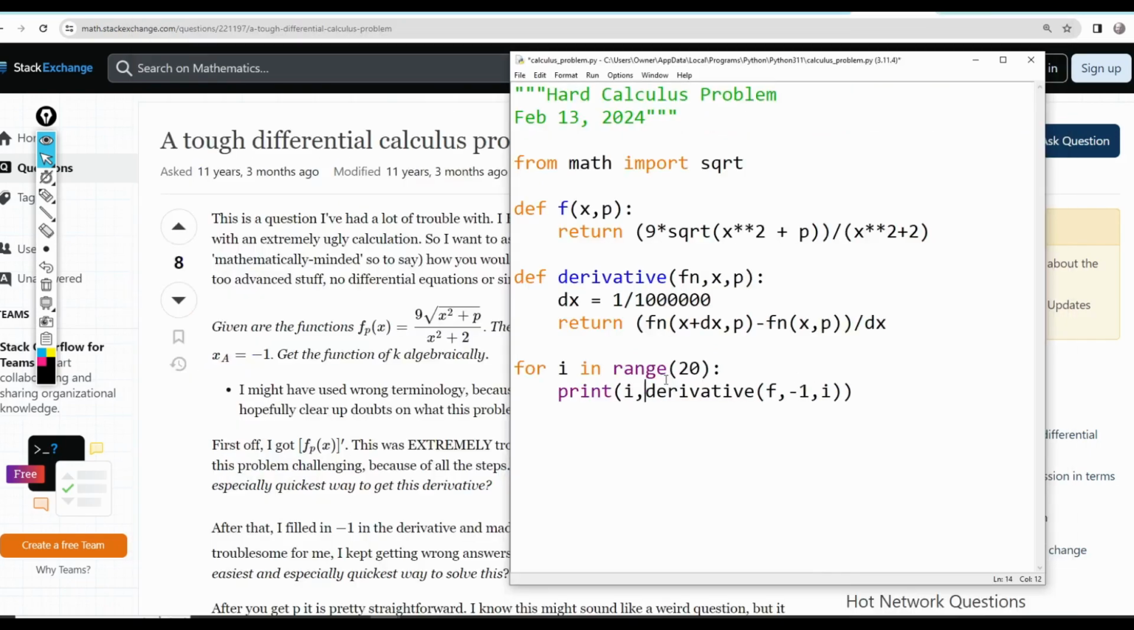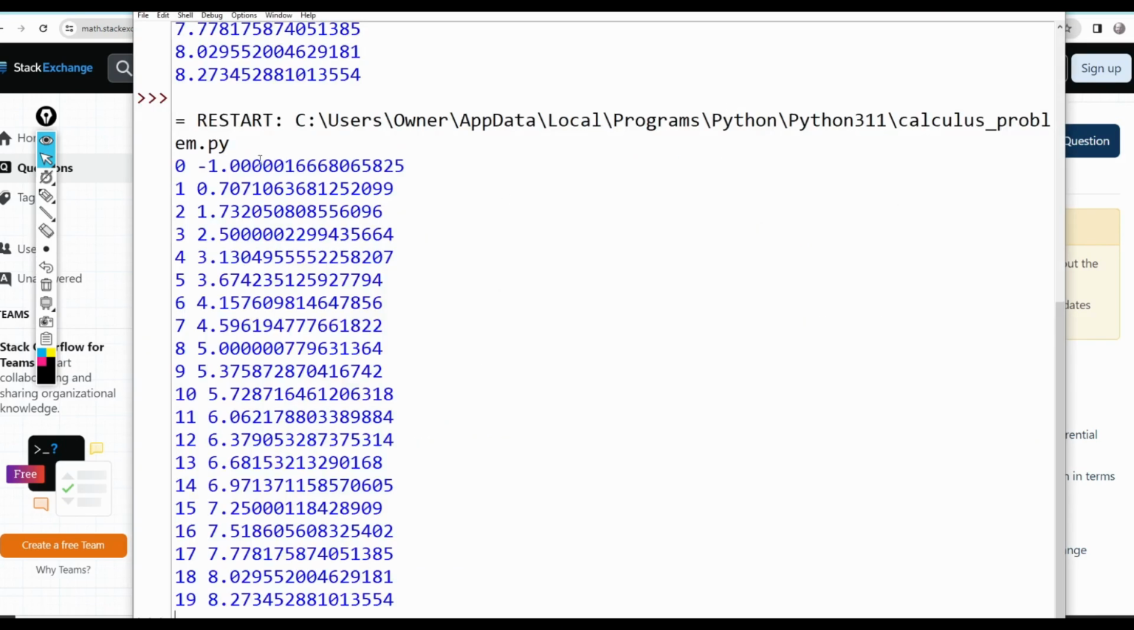We should ask it for the value of x that we're putting into the function. So there we go. At 3, the derivative is 2.5. So we know p is 3. Great. Now all we need to know is when p is 3, what's f of -1?